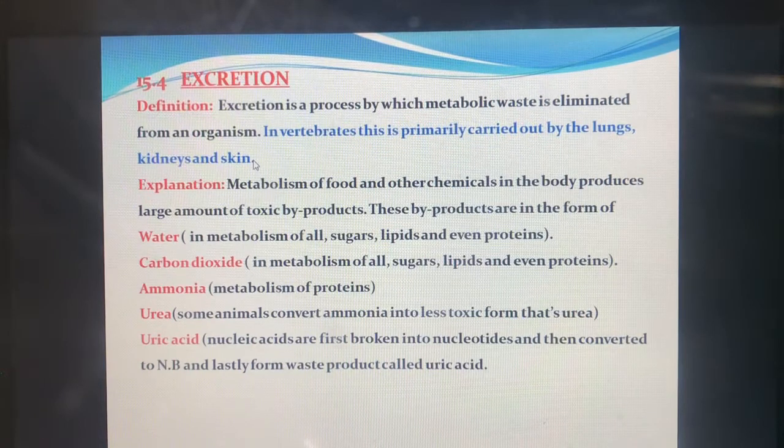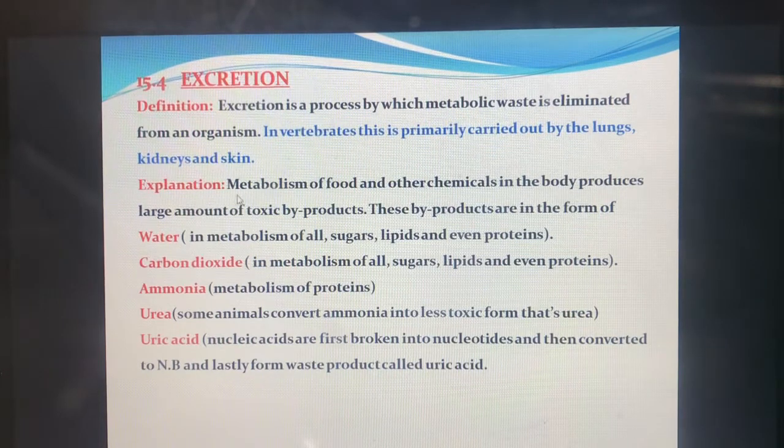The skin has sweat glands, and the main purpose of sweat glands is helping in thermoregulation. When a sweat gland produces its secretion, it is basically water along with very trace amounts of nitrogenous waste product, but its primary purpose is helping in thermoregulation, right?